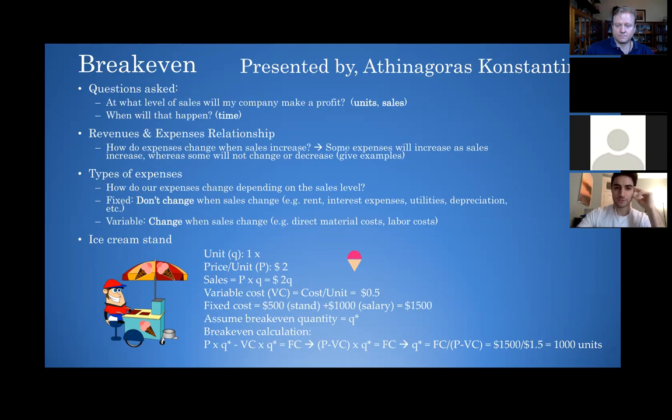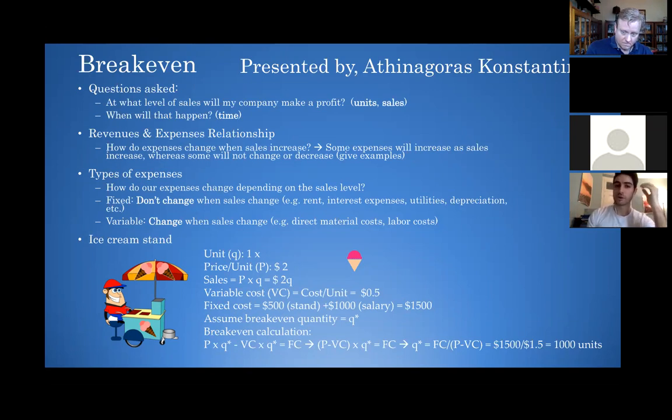So I just came up here with a very simple example for representation purposes. We have an ice cream stand, and our product is the ice cream, the cone with the strawberry ball. So that's what we're selling. Let's assume we price that at $2. So of course our total sales are going to be $2 times the quantity we sell.